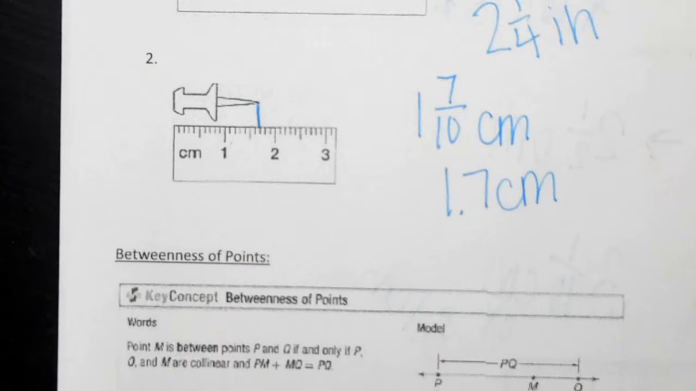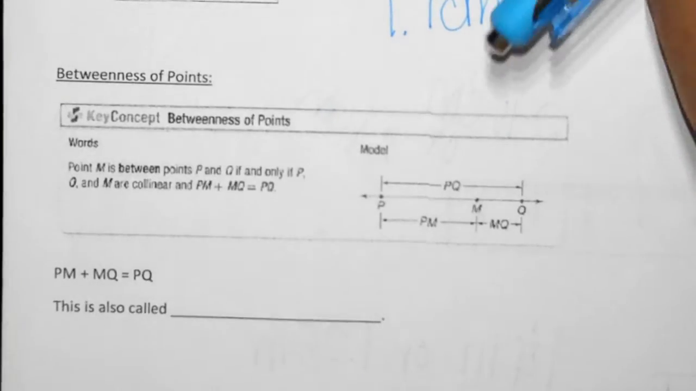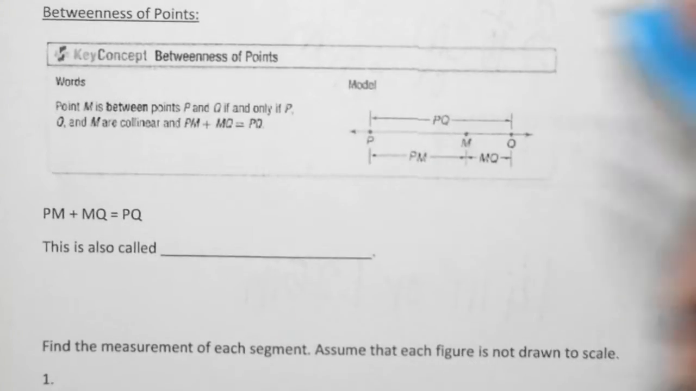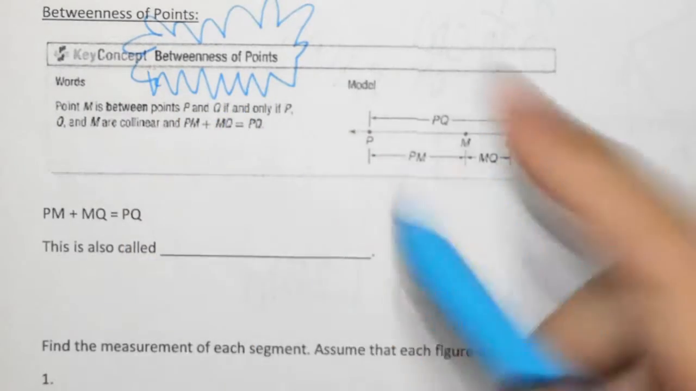Okay, I know we only have 3 minutes. I want to introduce the next part, even though we won't finish this. The whole concept of betweenness of points. Betweenness of points: any point that is in between 2 others.